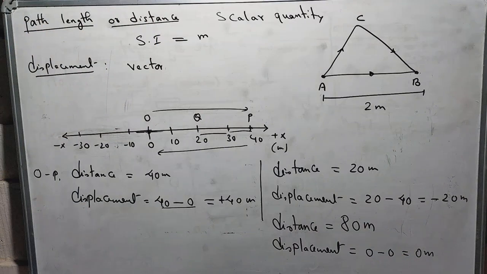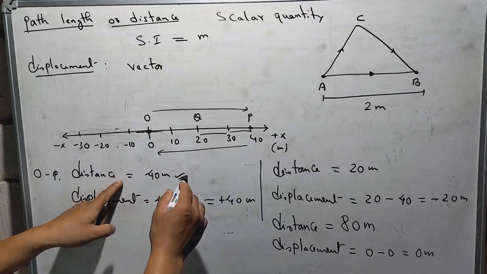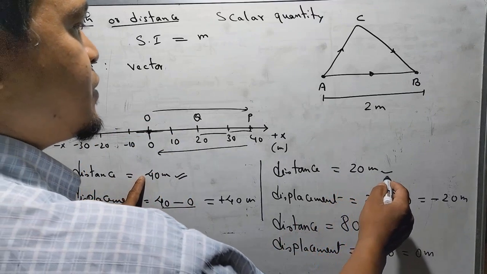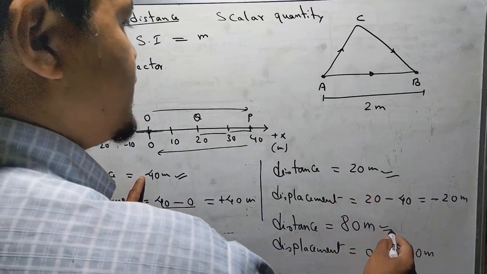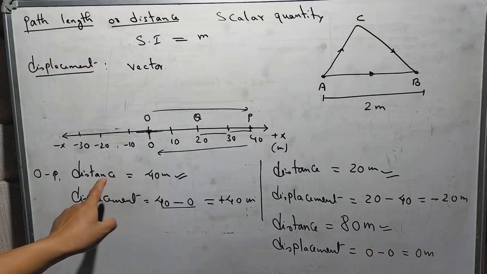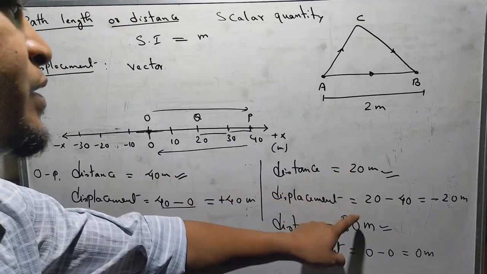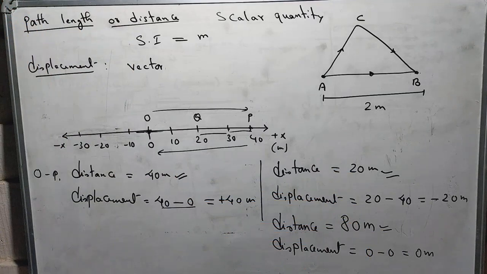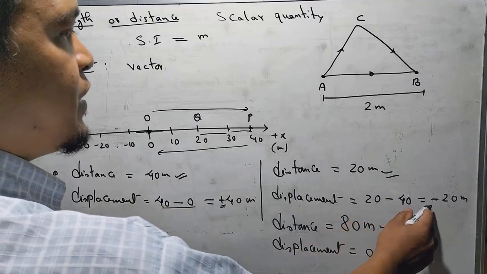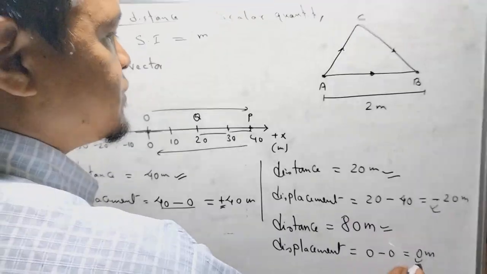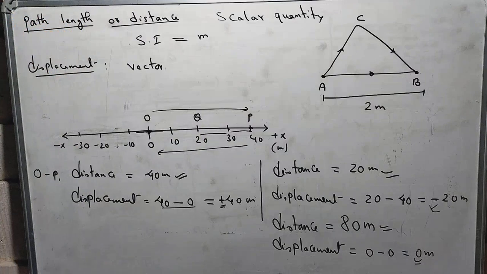So note this example. In the first case, the distance is 40 meter. Second case, 20 meter. Third case, 80 meter. So this means that distance is always positive. Now look at the displacement. The displacement here is positive. Here it is negative. Here it is 0. Therefore, the displacement may be positive or negative or 0 depending upon the direction of motion of a body.